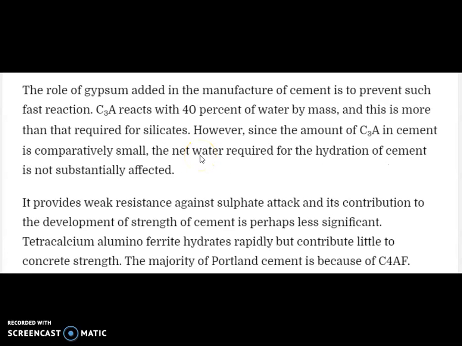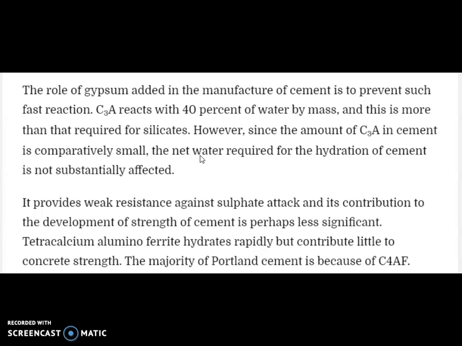You do not want the cement grout, cement water, wherever it may be, in concrete or mortar, to set immediately. You don't want the flash set. That is why gypsum is added in the cement. Why? It is to prevent such fast reaction. C3A reacts with 40% of the water by mass. Whatever water you have added, 40% of it reacts with C3A.